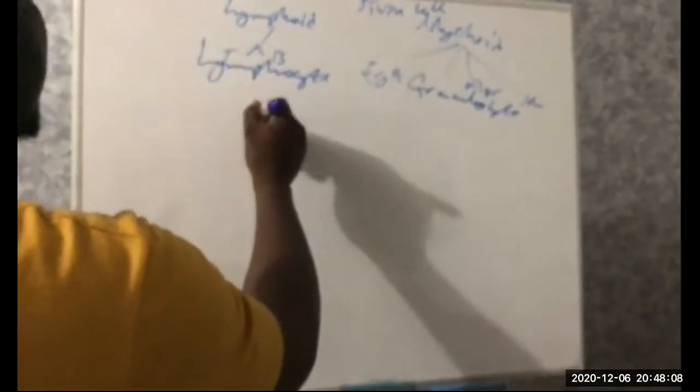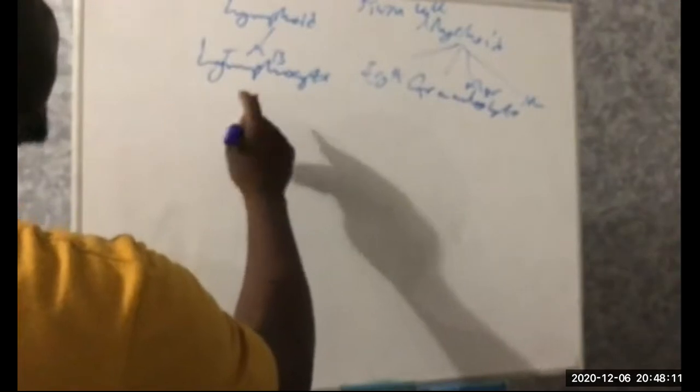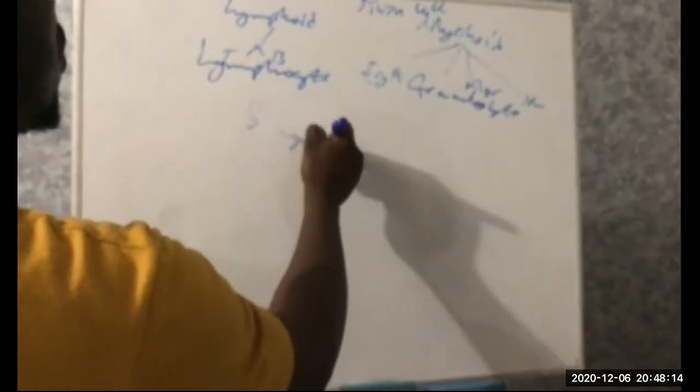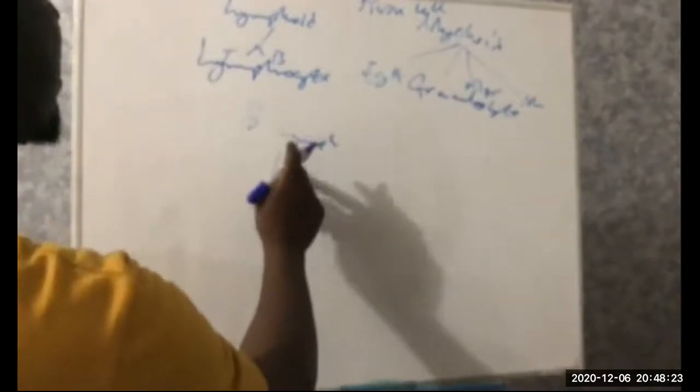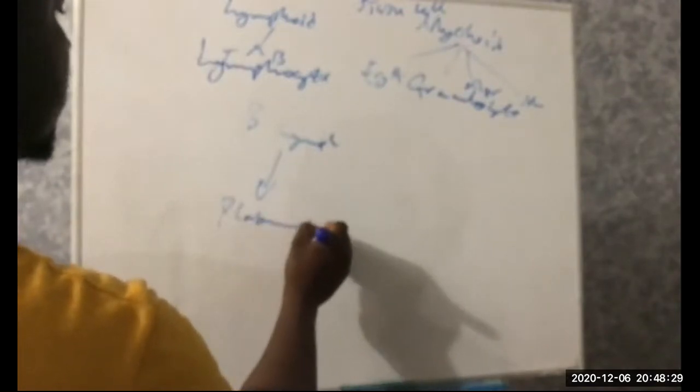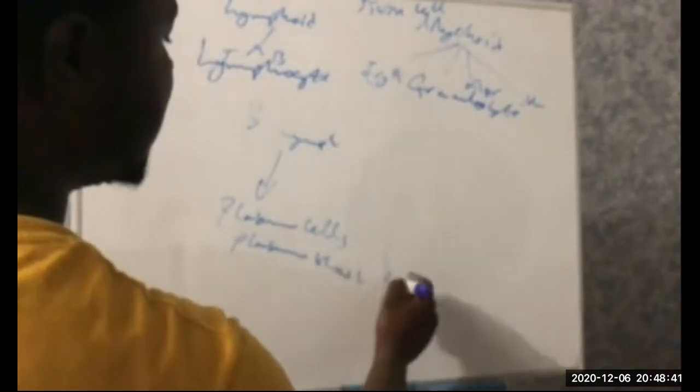So the B lymphocyte will still remain inside the bone marrow. The B lymphocytes will still undergo maturation and everything in the bone marrow. Once it is activated, it will form what we call the plasma cells, okay? But the primitive, smaller, immature ones are called plasmoblasts. These plasma cells are responsible for manufacturing what? Antibodies.